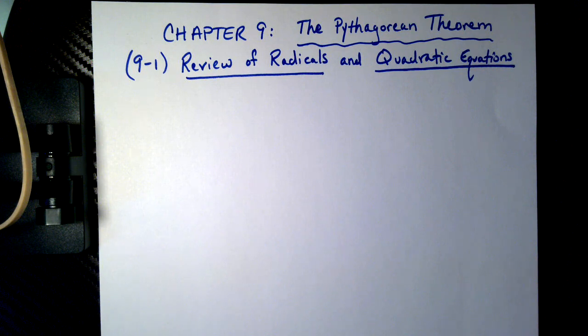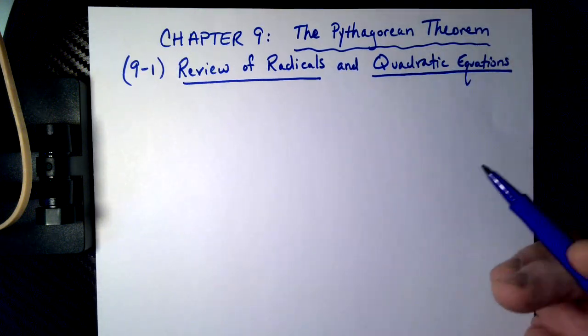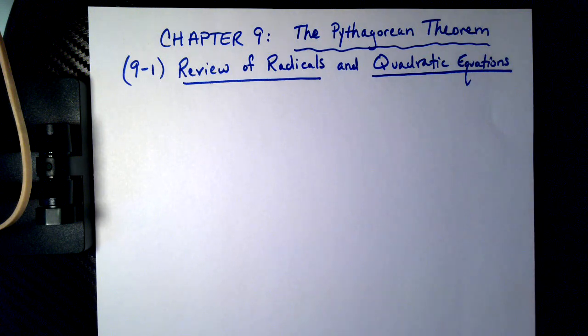So chapter 9, they call it the Pythagorean theorem chapter. But it's really about right triangles and how to use different rules. You can do a whole class on just right triangle stuff. A lot of trigonometry is based on right triangle trig, and we'll do a little trig at the end of chapter 9. So, review of radicals and quadratic equations.